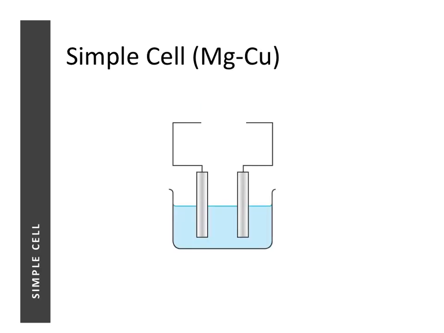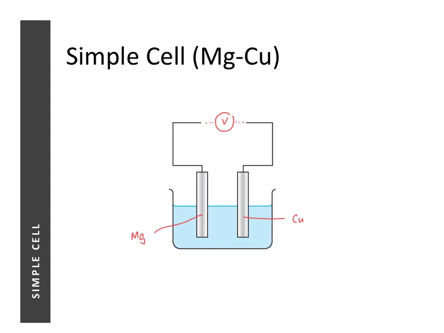Now we're going to look at another example. In this example, previously we were looking at zinc and copper: zinc at the anode, copper at the cathode. Now what happens if I were to change the anode into magnesium?